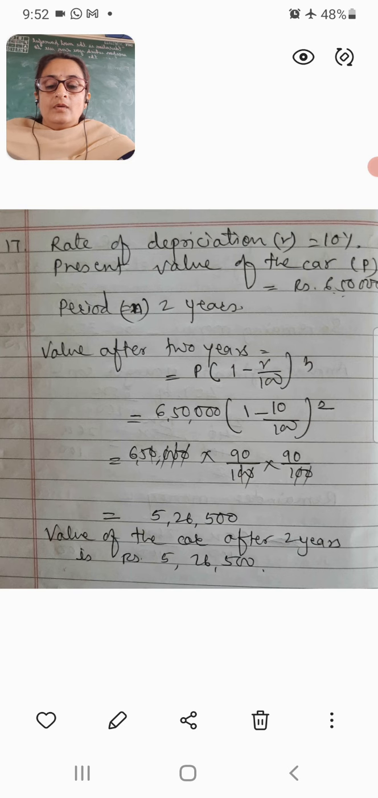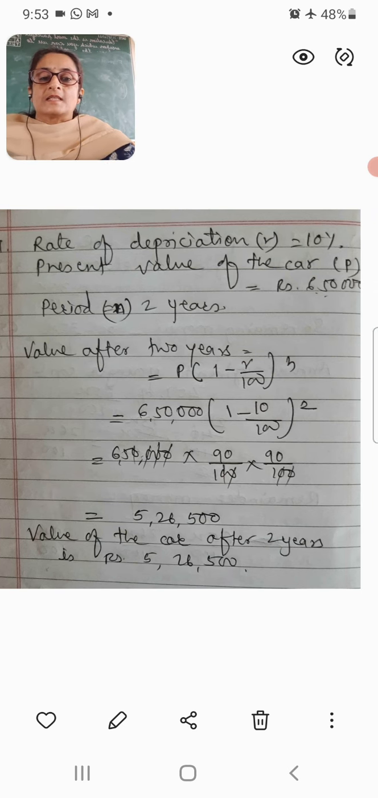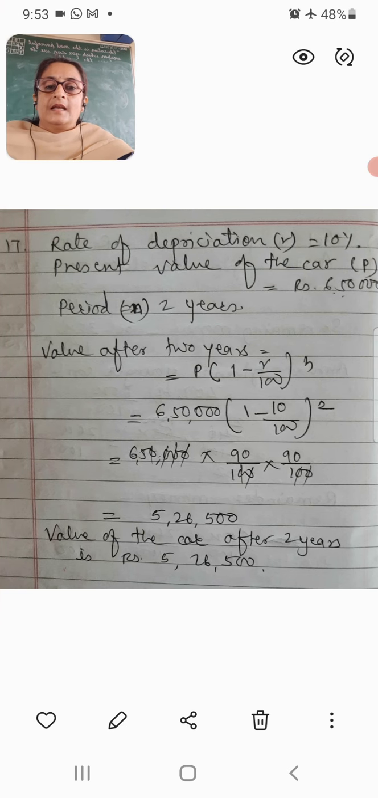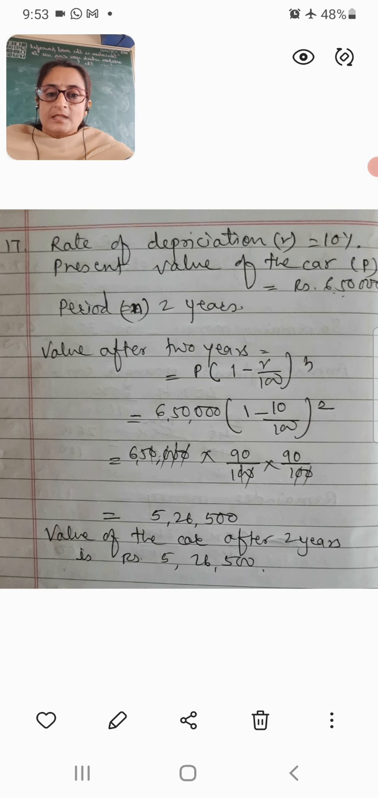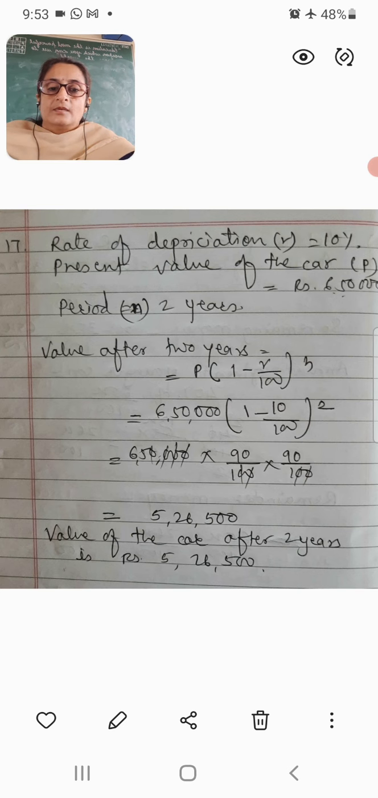Now here, one car was taken for 6,50,000, and the rate of depreciation is given, that is 10%. So after 2 years, the value of the car is not going to be 6,50,000. It has to be reduced. To find this value after 2 years, we are going to use one formula, that is P into the bracket 1 minus R upon 100, raised to the power of n.